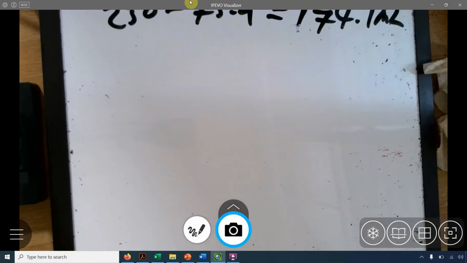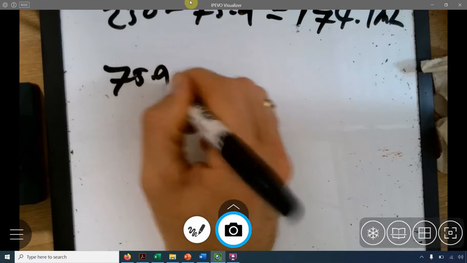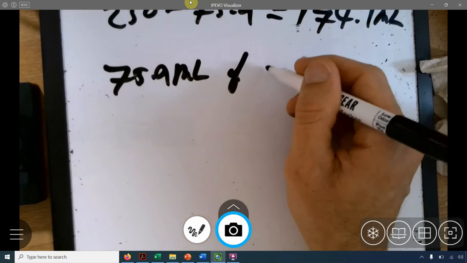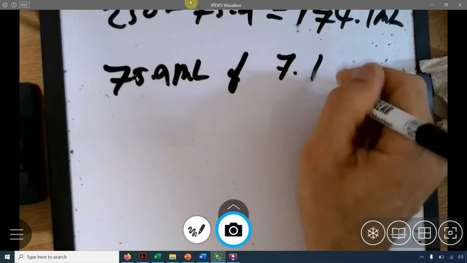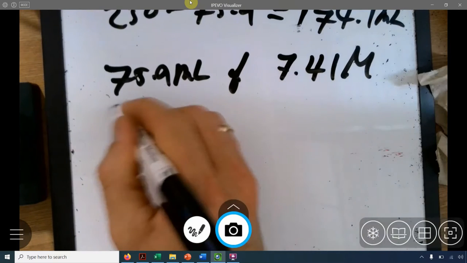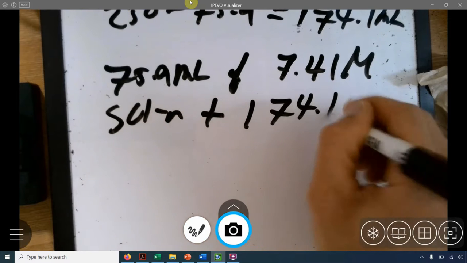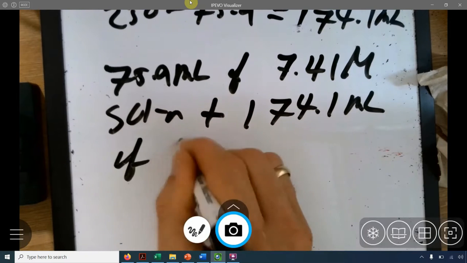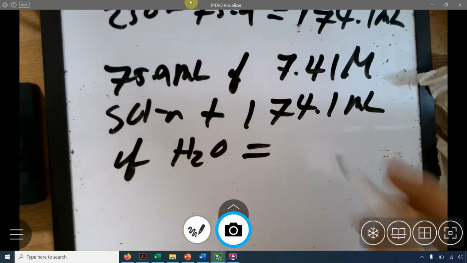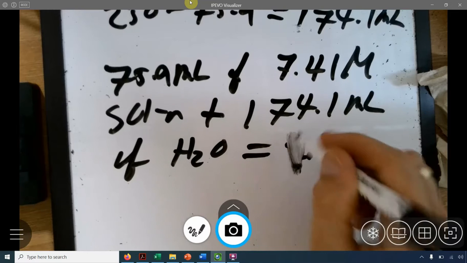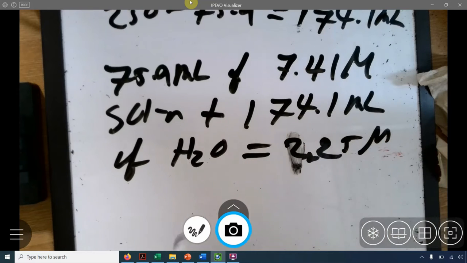So my recipe to making this thing is: take 75.9 milliliters of the 7.41 molar solution and 174.1 milliliters of regular water. That will give me a 2.25 molar solution. That's what that means.